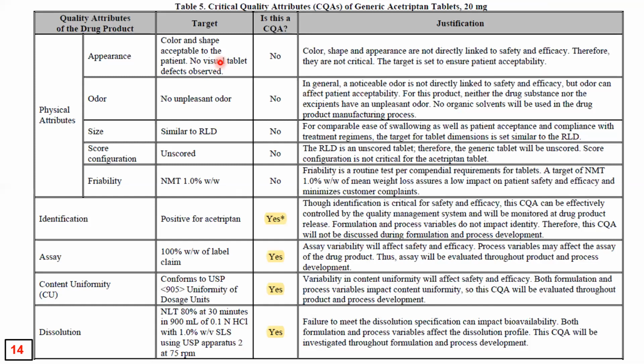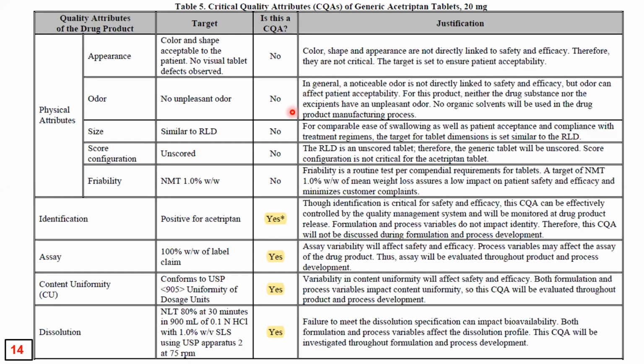Because if the color is some other color or the shape is some other shape, it is nowhere related to safety and efficacy, because they are not directly related to the drug. Because once the drug is dissolved and disintegrated, it will be absorbed and produce efficacy. If there is any failure in the release, it may reduce the efficacy or it may increase the efficacy. So there is no direct relation of the color or shape with the CQAs, that is safety and efficacy.